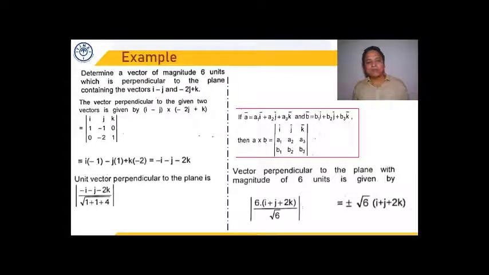Whenever we do cross product, we find a vector which is perpendicular to the given two vectors. And when we divide by its modulus, we get a unit vector perpendicular to the plane. But we require a vector of magnitude 6 units, so we multiply its value by 6. We get plus minus root 6 times i plus j plus 2k.